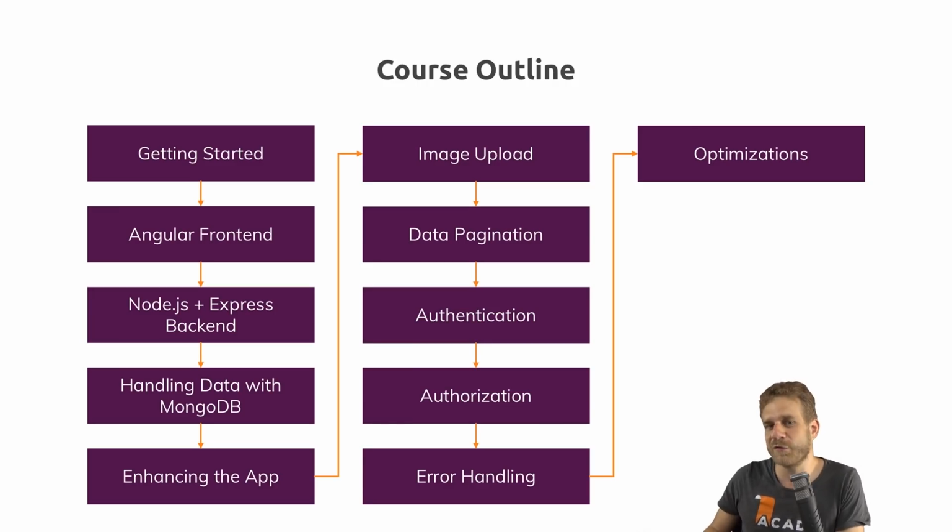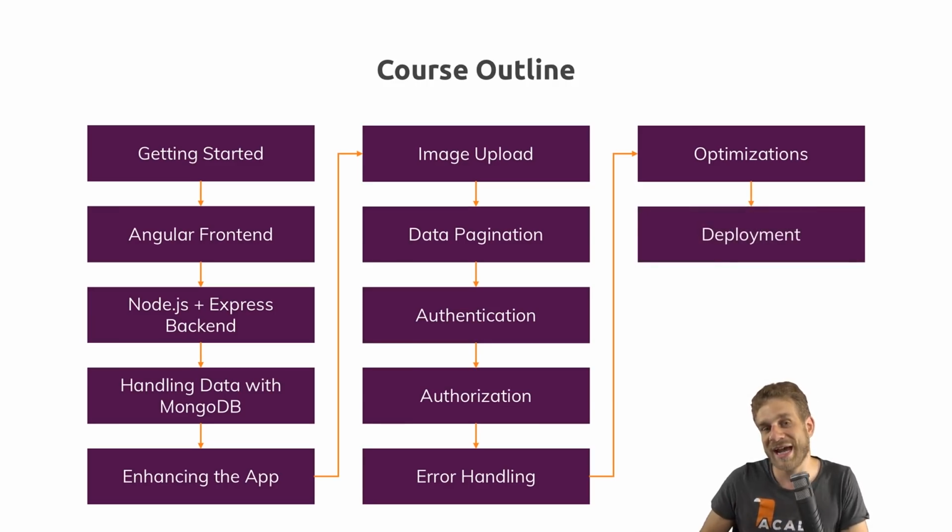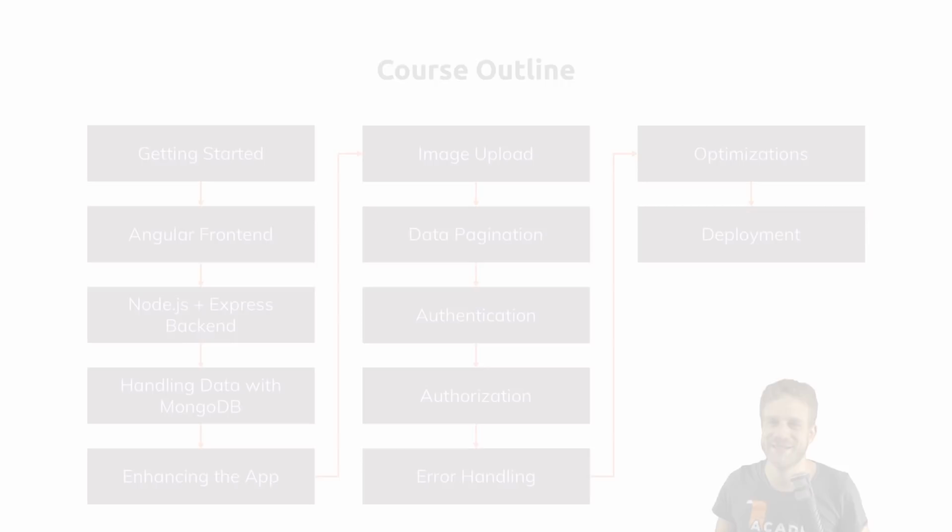And finally, we'll of course deploy our application, actually in two different ways, on one server and on multiple servers. And I will explain the differences in this module, of course. And with that, we're done and we'll have a complete MEAN app finished and deployed. And I'm very confident that once you finish this course, you'll have all the knowledge you need for your next MEAN project.